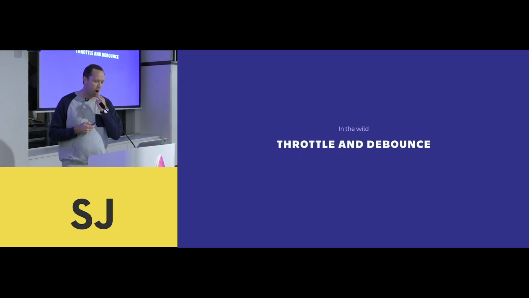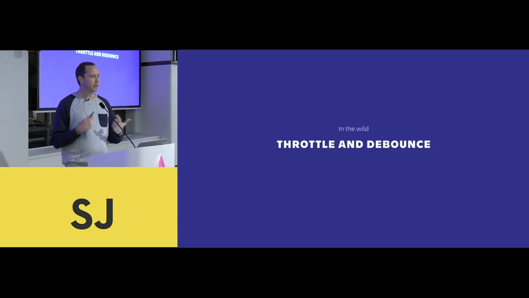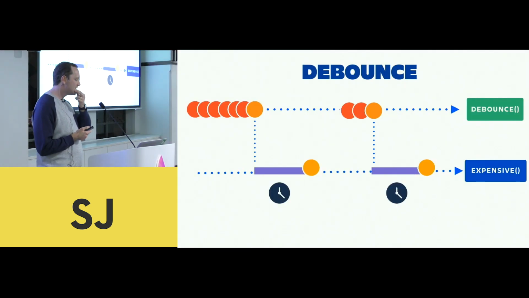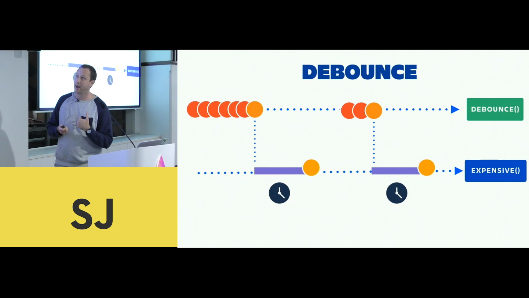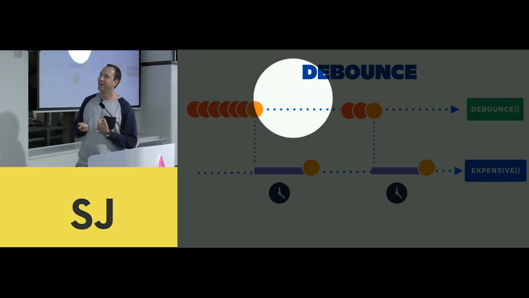So in the wild, throttle and debounce. These are the two most common forms of rate limiting functions. I'm quickly going to go over how they work using diagrams. So this is here. This is an example of a debounce function. Oh, check that. All right.